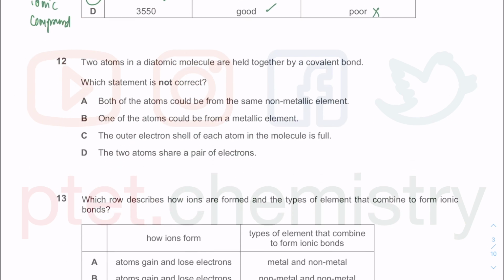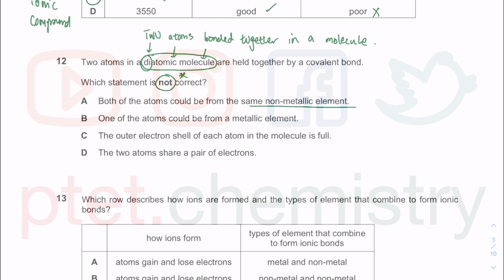Number 12, 2 atoms in a diatomic molecule. Molecule means 2 or more atoms bonded together. Diatomic: di means 2, so diatomic means 2 atoms. Molecule means bonded together. So, 2 atoms chemically bonded together. They are looking for which one is not correct. Both of the atoms could be from the same non-metallic element.